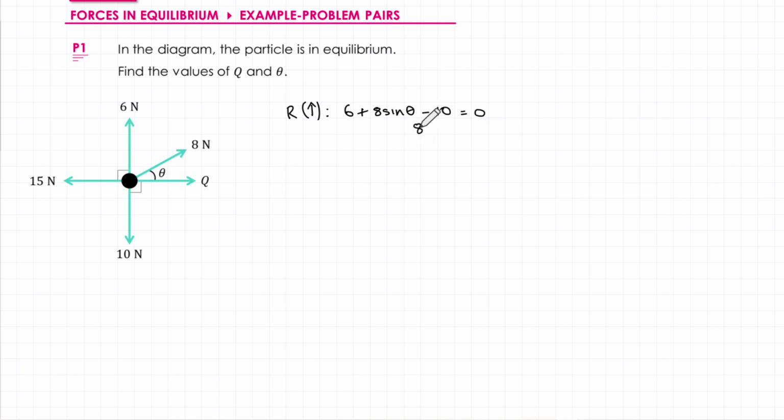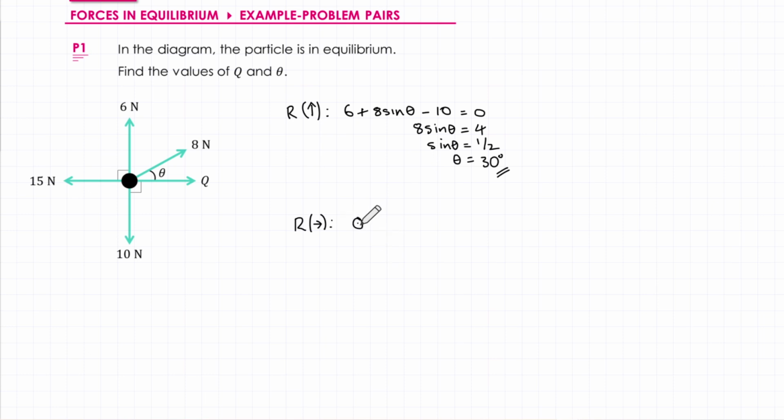Rearranging this, we get 8 sine theta equals 10 minus 6, which is 4, which gives sine theta equal to 1/2. Inverse sine of 1/2 gives us 30 degrees. Now that we know theta, we can resolve horizontally to find the value of Q. We'll take right to be the positive direction. If you've chosen the left, it doesn't make any difference, you'll still get the same answer.